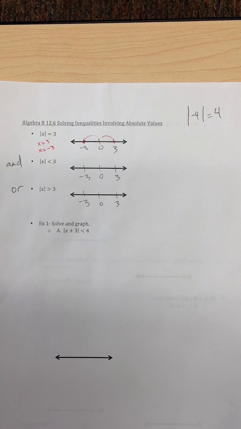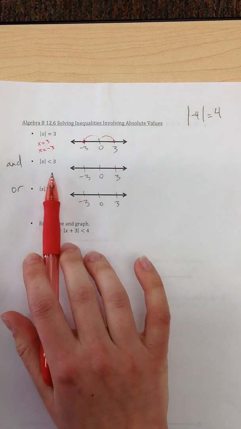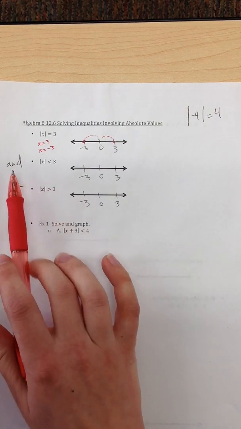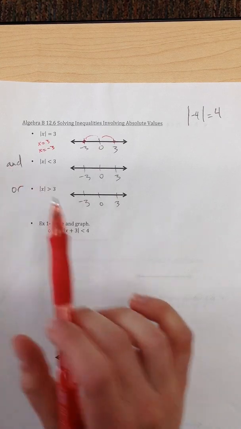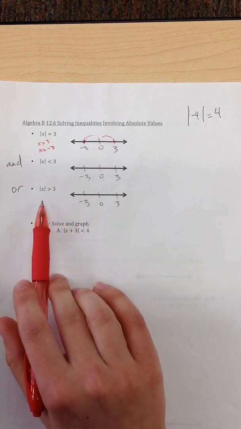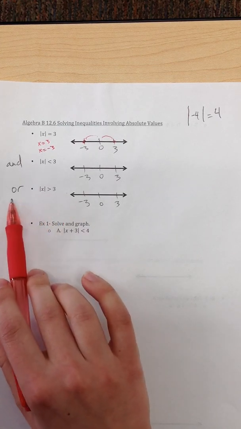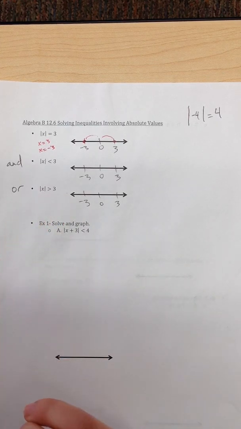Now when we get into dealing with our greater than or less than signs, things kind of change a little bit. Okay, so here we've got less than, so absolute value of x is less than 3. These are similar to the and ones that we did in the last section. If we've got absolute value of x is greater than 3, these are more similar to the or ones that we did in the previous section.